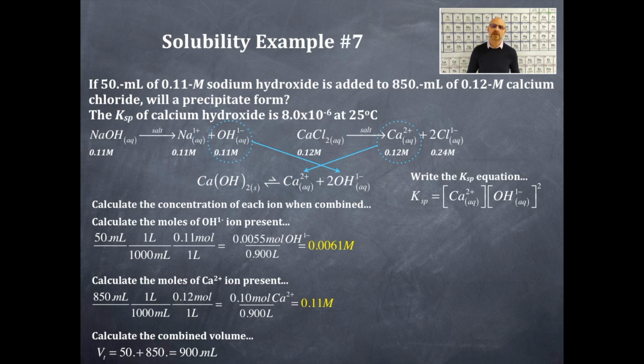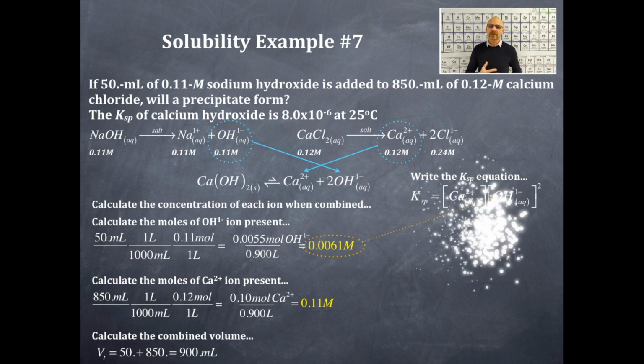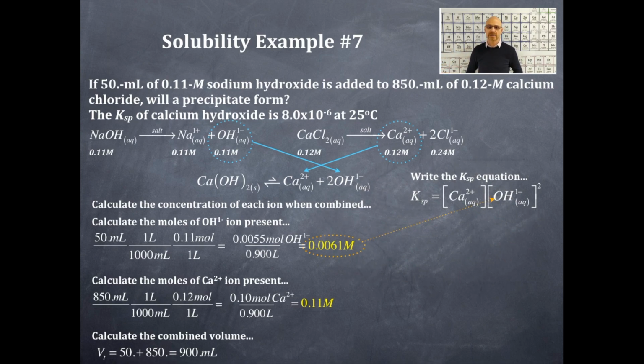Now these two values are going to go into my Q expression, because I don't know if it's the KSP, because I don't know if it's at equilibrium. So this value for the hydroxide is going to go into the hydroxide. This value for the calcium is going to go into the calcium. I am calculating the Q. Now don't forget about that squared term on the hydroxide. I already mentioned that before. So it's 0.11 times the squared value of 0.0061. And that's going to equal 4.1 times 10 to the negative 6.